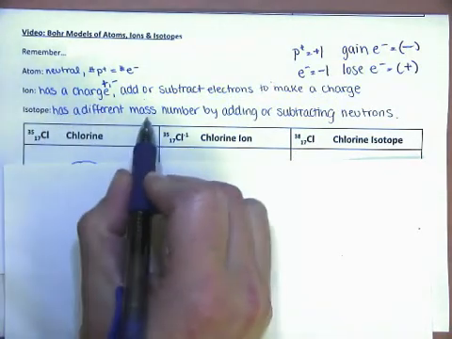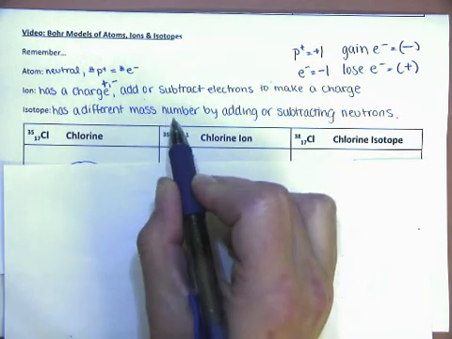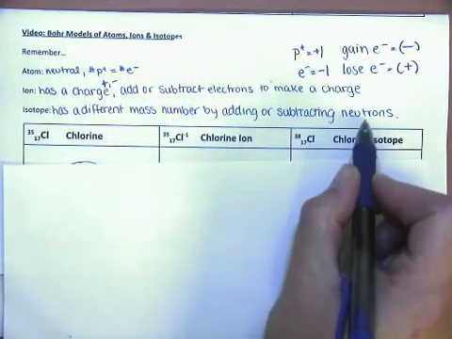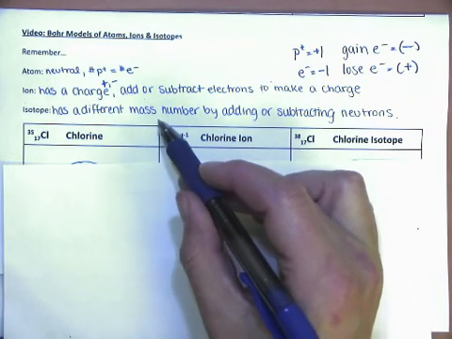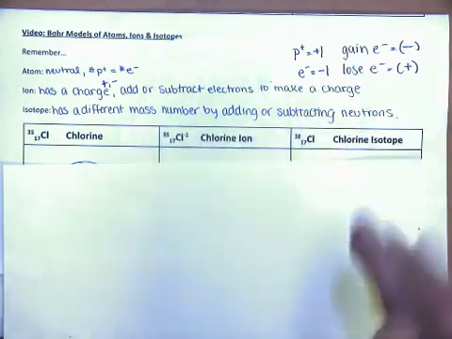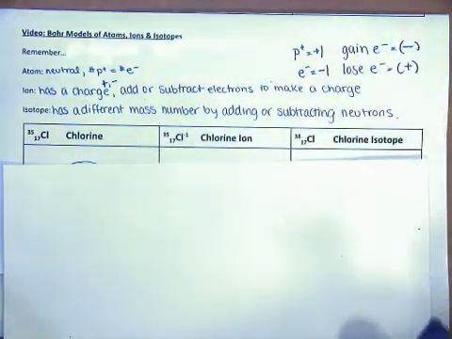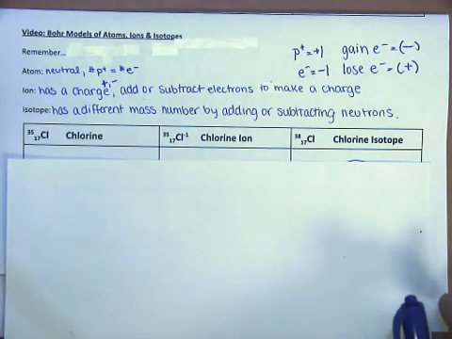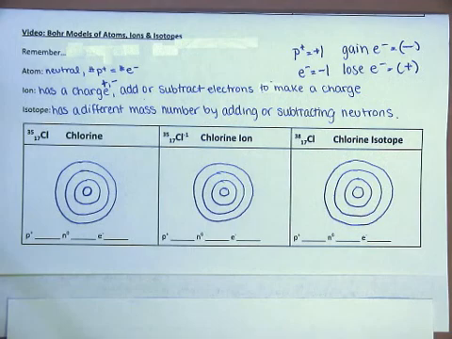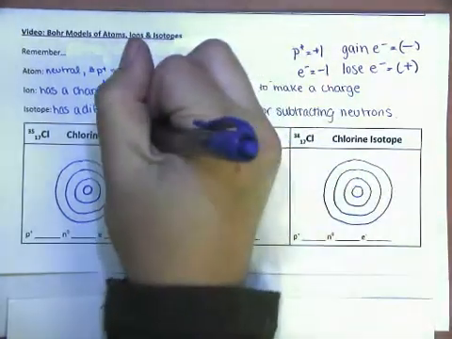Isotopes have different mass numbers. I can get a different mass number by adding or subtracting neutrons. Remember that the mass of my atoms is in the nucleus, where I have my protons and my neutrons. So I want to look at three different ways we can write chlorine: as the atom, the ion, and the isotope. I've gone ahead and drawn the skeleton of your Bohr model to begin with.